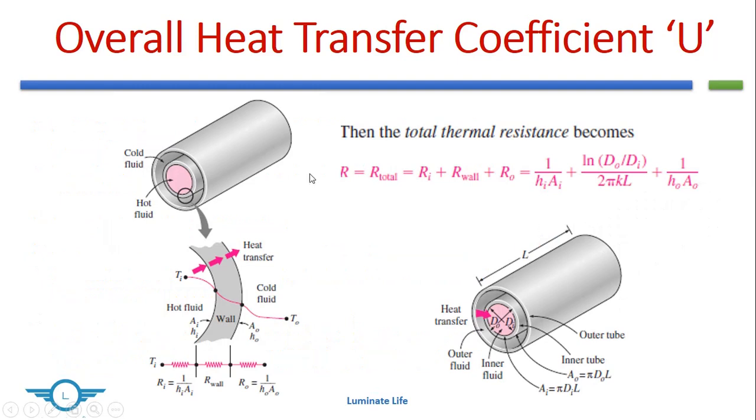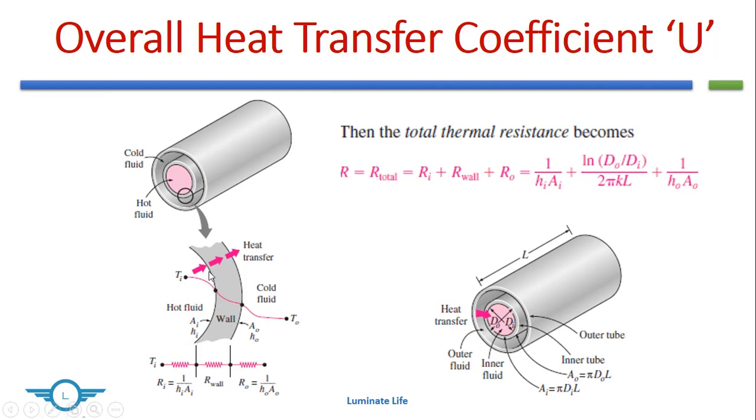Now let's see how these resistances can be denoted. Here, that same heat exchanger, we are going to enlarge or magnify this particular area. Inside there is hot fluid which might be at a temperature Ti. It will interact with the pipe boundary. This pipe boundary inner area has an area Ai. The heat transfer coefficient for the hot fluid is given by Hi.